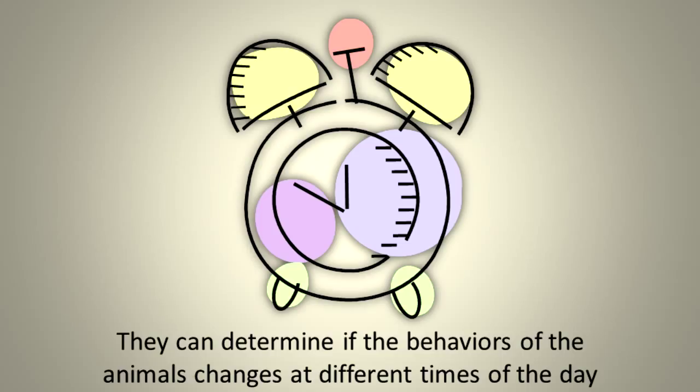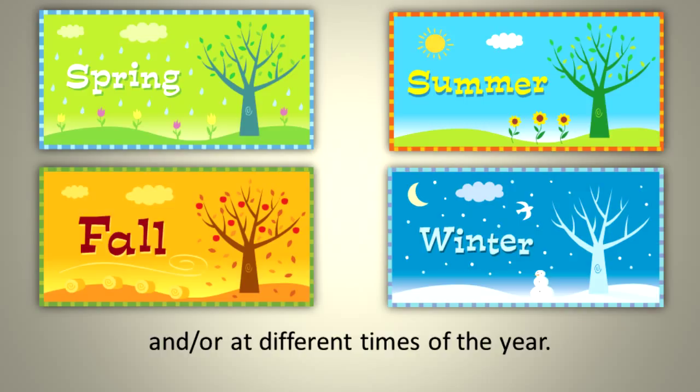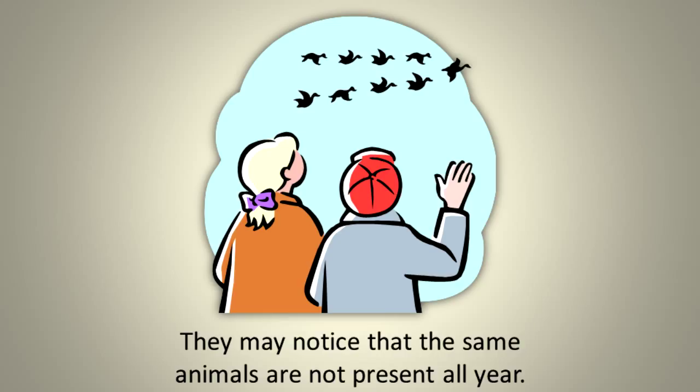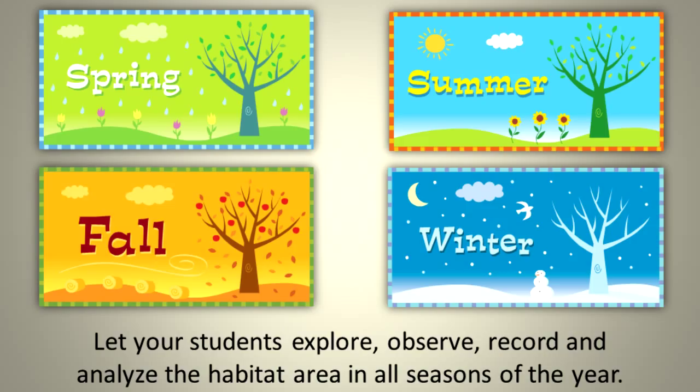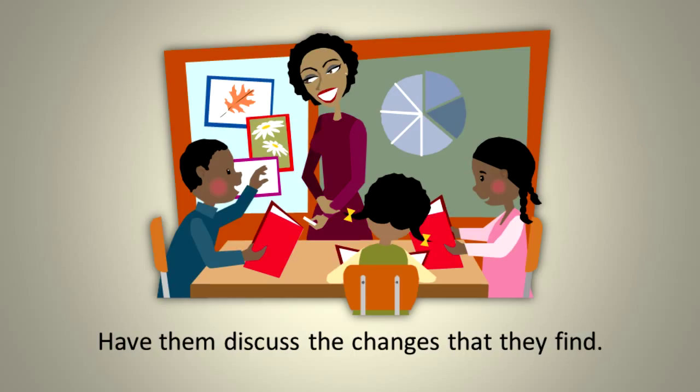They can determine if the behaviors of the animal change at different times of the day and/or at different times of the year. They may notice that the same animals are not present all year. What could they conclude about the needs of the animals that do not live in the habitat area all year? Let your students explore, observe, record, and analyze the habitat area in all seasons of the year. Have them discuss the changes that they find.